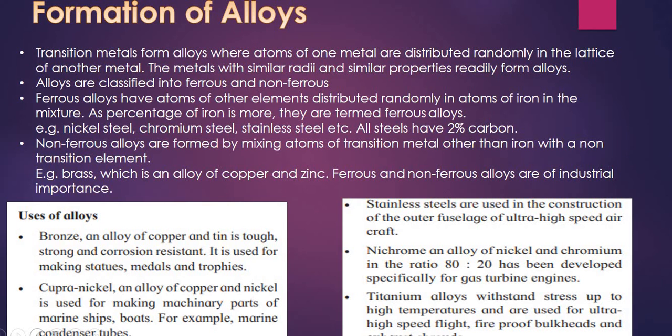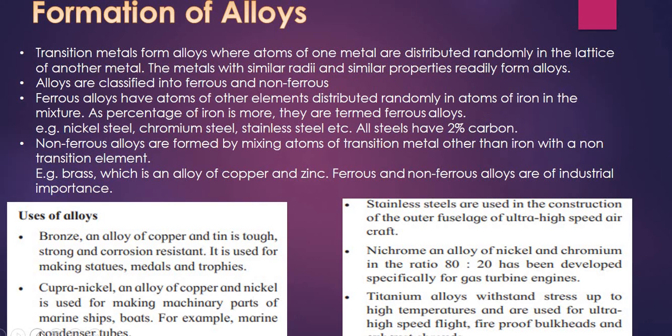Now, what do you mean by ferrous alloys? Ferrous alloys are alloys having atoms of other elements distributed randomly in atoms of iron in a mixture. In this, the percentage of iron is more, so they are termed ferrous alloys. For example, nickel steel, chromium steel, stainless steel. These are ferrous alloys because iron is present in more percentage. Whereas non-ferrous alloys are those formed by the mixing of a transition element other than iron with a non-transition element, like brass, copper and zinc. Brass is an alloy of copper and zinc. Now it is a non-ferrous alloy.